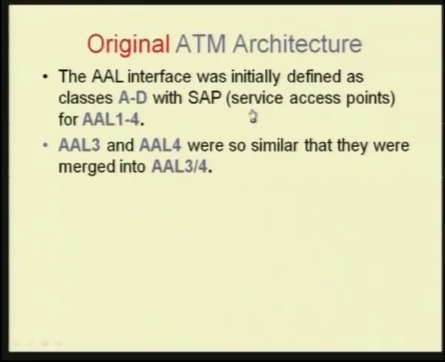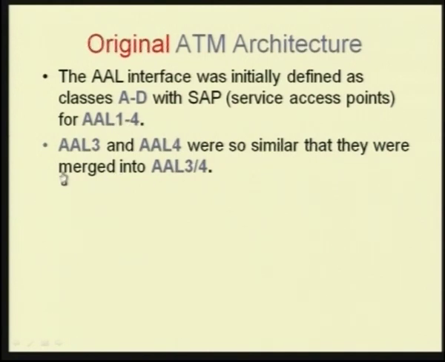Of course, the moment I say it was originally proposed in the ATM architecture, it indicates that some changes have taken place, so let's look at what has happened after that. In the original ATM architecture, the AAL interface was defined as classes A to D with a SAP, that is, service access points for AALs 1 to 4. So, you had AAL 1, AAL 2, 3 and 4 for these 4 different classes.